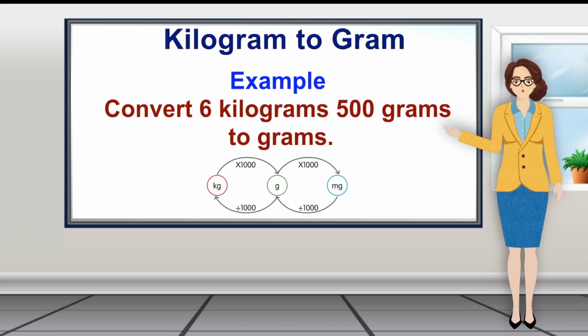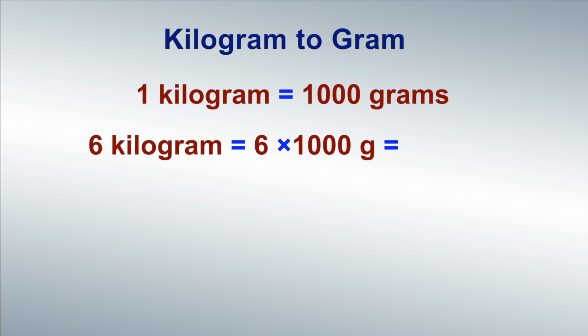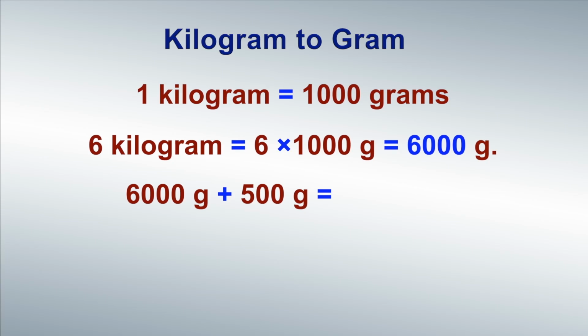Example: convert 6 kilograms 500 grams to grams. 1 kilogram is equal to 1000 grams. So 6 kilograms is equal to 6 multiplied by 1000 grams, which is equal to 6000 grams. And 6000 grams plus 500 grams is equal to 6500 grams.